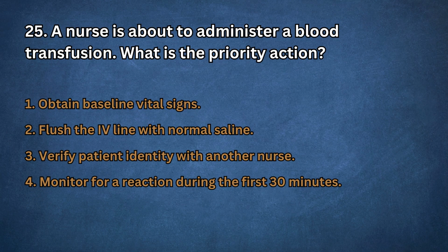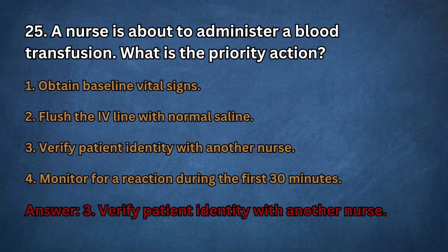25. A nurse is about to administer a blood transfusion. What is the priority action? 1. Obtain baseline vital signs. 2. Flush the IV line with normal saline. 3. Verify patient identity with another nurse. 4. Monitor for a reaction during the first 30 minutes. Answer 3. Verify patient identity with another nurse.